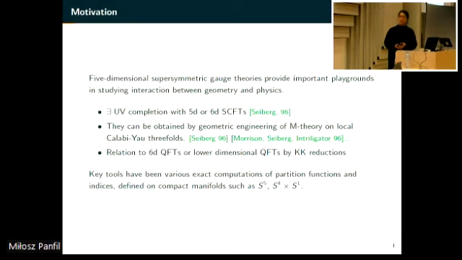And these theories really play an important role in studying relations to 6D quantum field theories with or without Lagrangian, or three or four dimensional quantum field theories by some topological reductions. And one of the key tools has been various exact computations of partition functions and indices defined on compact five-manifolds, such as S5 or S4 times S1. But compared to lower dimensional examples, not many examples have been studied. And even for those examples, it's often very difficult to evaluate the expression explicitly.